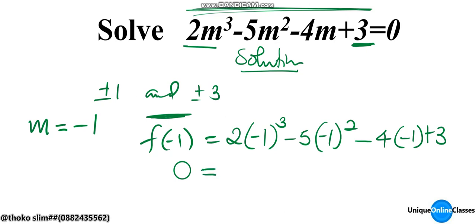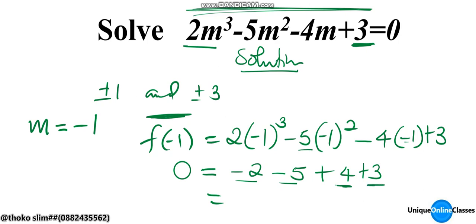Here we have negative 1 cubed, that's negative 1, times 2, that's negative 2. Then negative 1 squared is positive 1, times 5, that's negative 5. Negative 1 times negative 4 gives a positive 4, and here we have plus 3. Adding negative 2 and negative 5 gives negative 7. Negative 7 plus 4 is negative 3. Negative 3 plus 3 is 0. So f of negative 1 is equal to 0.